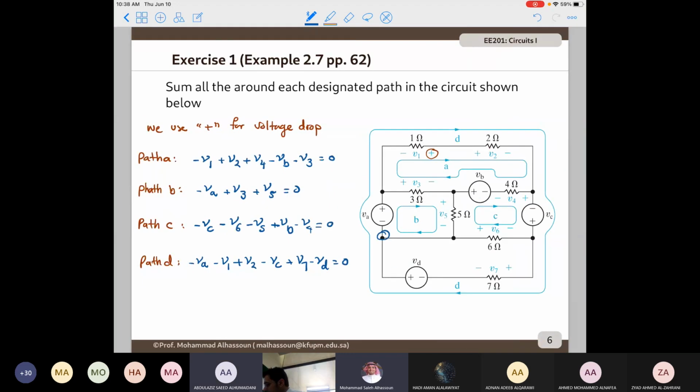Question. In the battery, from the negative sign to the positive sign, it's from the lower potential to the higher potential. So why do we put minus in the voltage? Because we are moving in the voltage drop. So we assume positive if we are moving with the voltage drop, meaning that if we are moving from the high potential to the low potential.